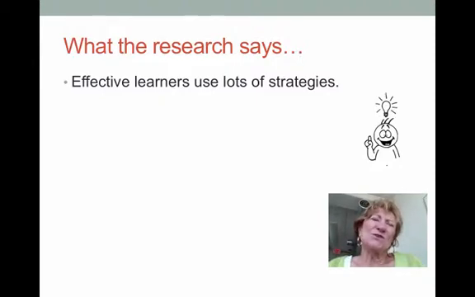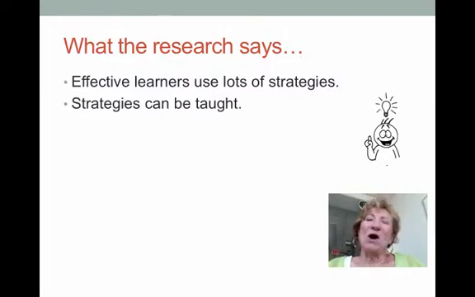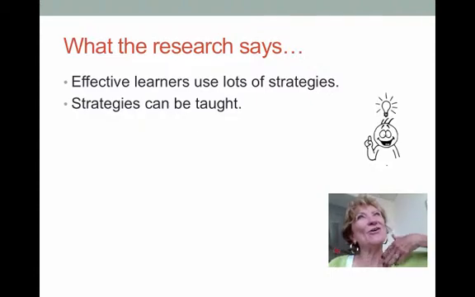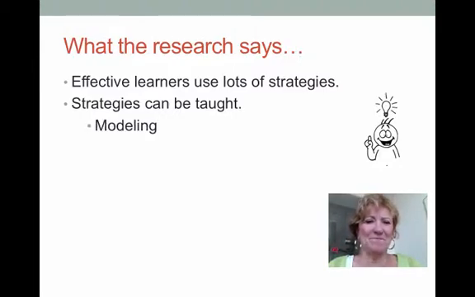What does the research say? People who study this all the time say that people who are really good learners, they learn very fast, they're very smart people, they use lots of strategies. It also tells us that if someone's not a very good learner, they can get to be a better learner because strategies can be taught. So this is what DTM is really about, is helping our students become better learners because they learn strategies that can help them learn.